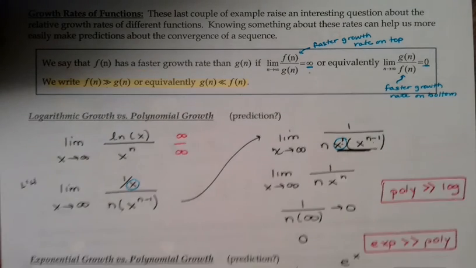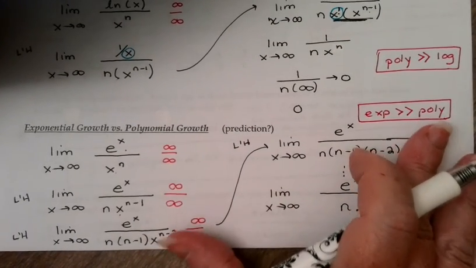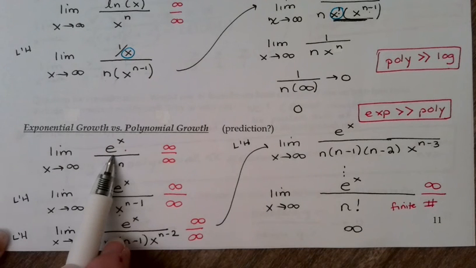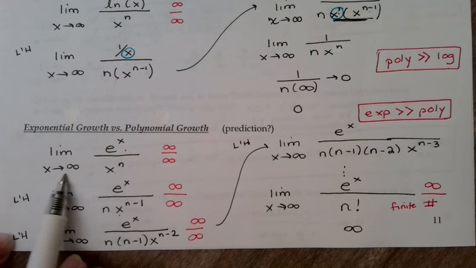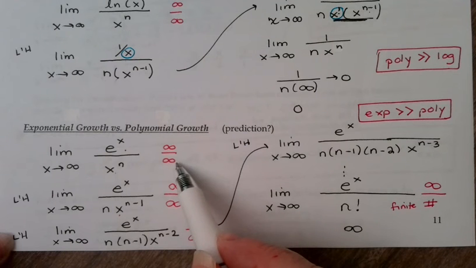Next, let's compare exponential growth to polynomial growth. An exponential function, I'm going to use e to the x as my example of an exponential, compared to the polynomial, again, x to the n power, and we'll take the limit as x goes to infinity. Once again, right now, those both go to infinity. So I've got that indeterminate form that allows me to use L'Hopital's rule.